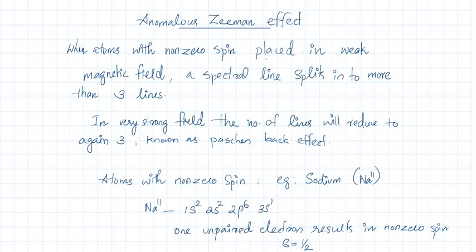Now, the important point is atoms with non-zero spin. For example, if you consider sodium atom, its atomic number is 11. Sodium has electronic configuration 1s2, 2s2, 2p6, 3s1. So there is one unpaired electron which results in a non-zero spin of half.